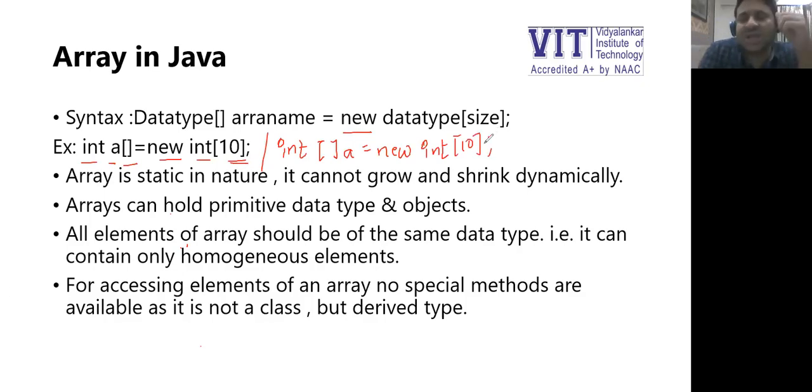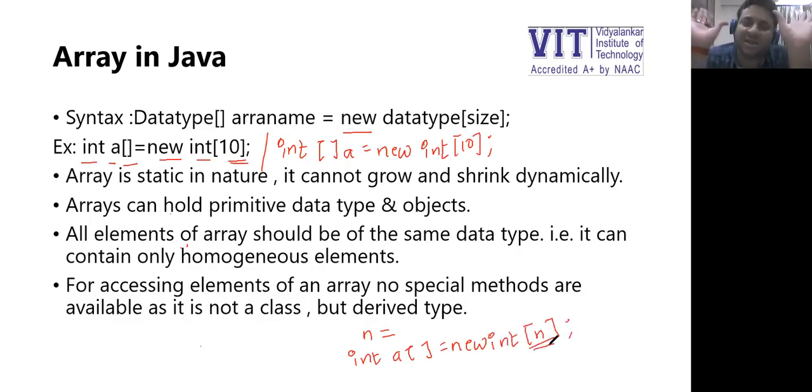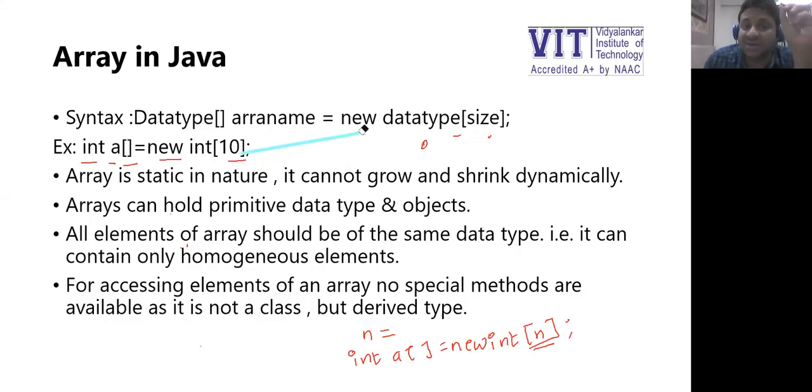Static in nature means once the array of size n is created, it cannot grow and shrink. Suppose I first read the value of n from the user and I created the array, something like this: int a equals new int n. Even though the value of n is received at runtime, the array is created static in nature. Suppose n is 10 and all of a sudden you want n to be 5. You cannot do that. Or you want to increase the size, you cannot do that. So array is static in nature; it cannot grow and shrink dynamically. This is one disadvantage of array.